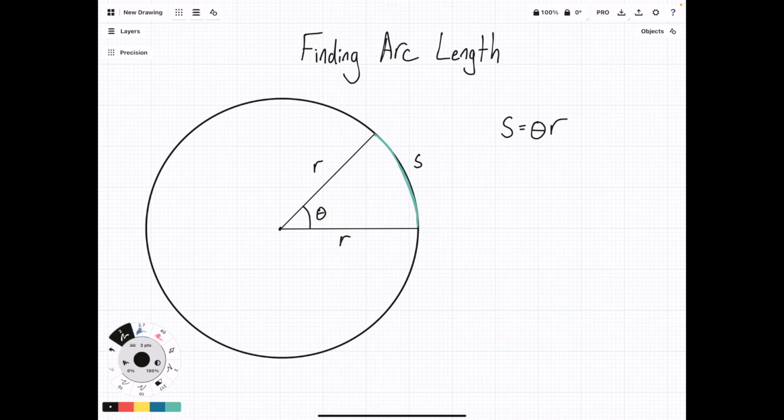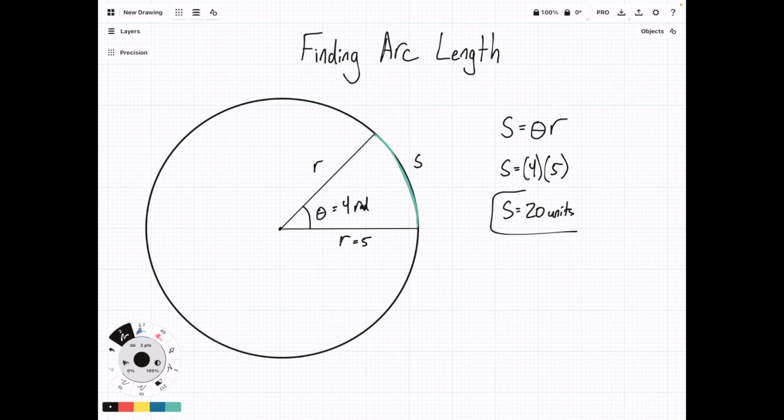Alright, so first one, we're going to say that r is equal to 5, no units, and theta is equal to 4 radians. This one is actually super quick to plug in. We just plug in 4 radians and then 5 for our radius, and s is going to equal 20, just units in this case.